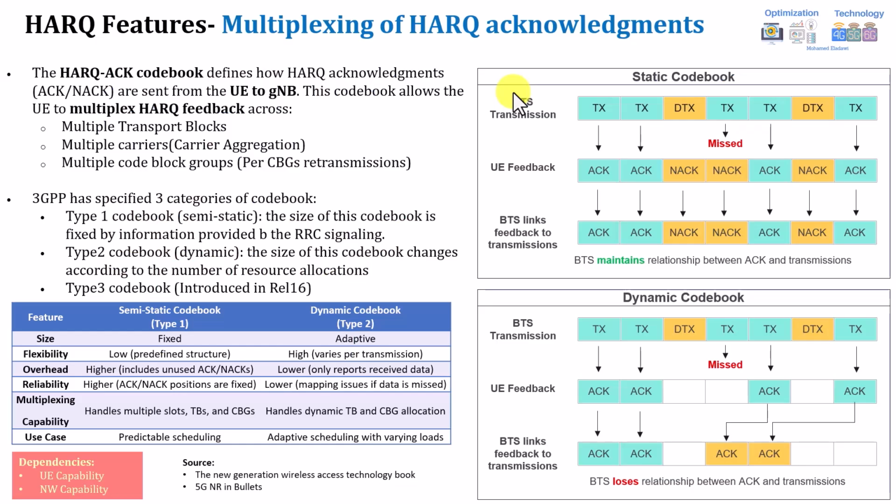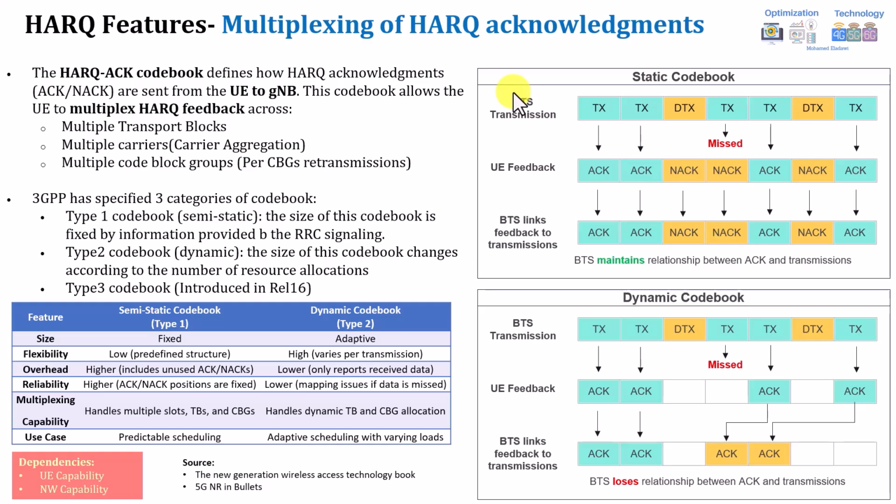Now, this one is just speaking about the multiplexing of HARQ acknowledgement. What it means by that. For example, the user needs to know how many bits to use in the uplink to be able to send the feedback. So there are actually two types of the multiplexing of HARQ acknowledgement. Multiplexing means that different HARQ feedback can be sent together and so on.